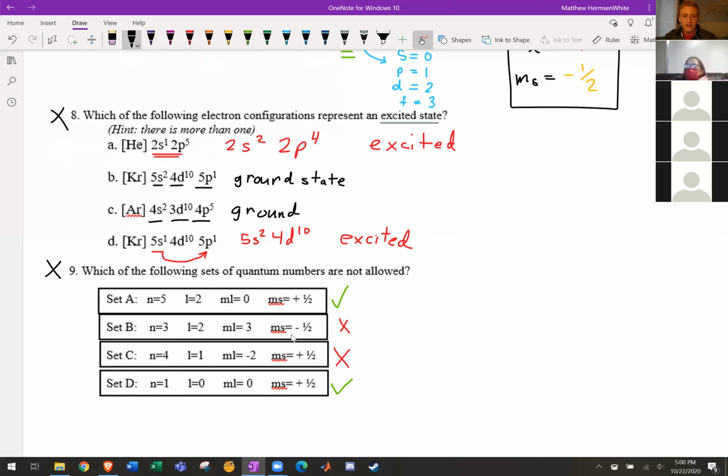So why is B incorrect? Well, the L is 2. That means we're in the D block. Or in other words, the rooms have to be -2, -1, 0, +1, +2. So the L is the range of the rooms. However, here it's saying our room number, ML, is 3. Well, 3 is not one of the possible rooms for this configuration. Therefore, we know this quantum number set is incorrect.